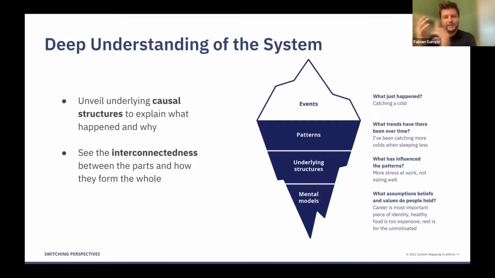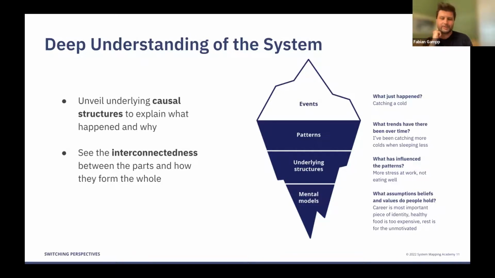So as an example, if you catch a cold, this is just an event. So I'm catching a cold and then I get medicine and it gets better. But system thinking tries to ask more questions, to get deeper. So what are the trends in that sense? What are the patterns behind this? So maybe you weren't sleeping enough or were catching more colds in the last year.